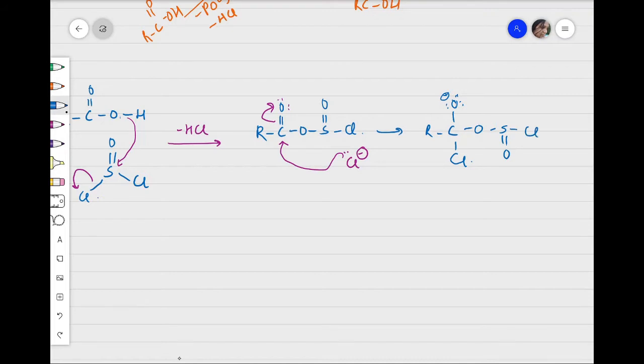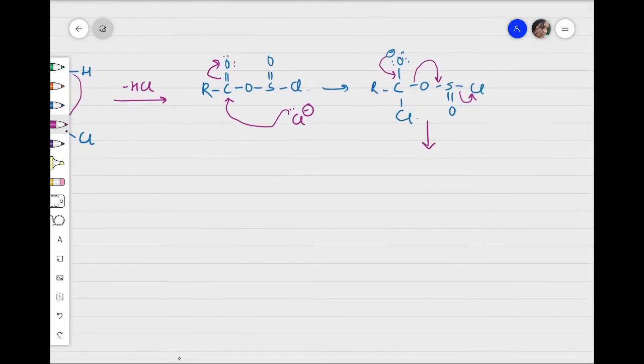Next, what happens is this bond shifts, the double bond character of the C double bond O comes back, and then there is the movement to this side, and immediately this goes out. So what do I get? I get RC double bond O Cl, SO2, and I have my Cl negative again there.